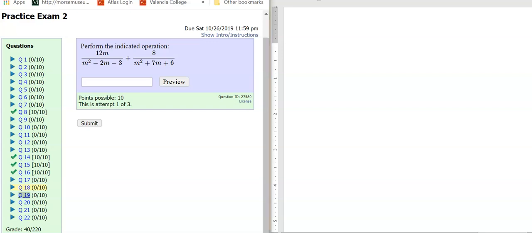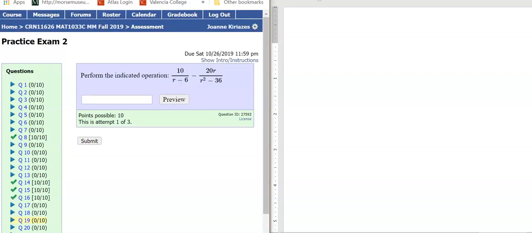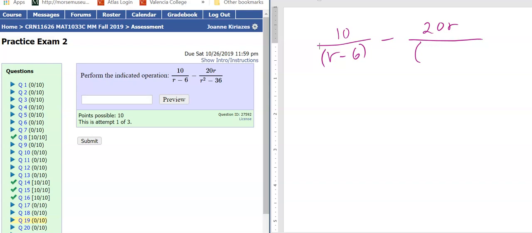We're in the home stretch. Look at number 19. Number 19 says perform the indicated operation. So once again, I can see they're not like denominators, not common denominators. So I'm going to factor my denominators. Well, my left denominator, r minus 6, that is factored. You can't do anything with that. My right is the difference of squares.